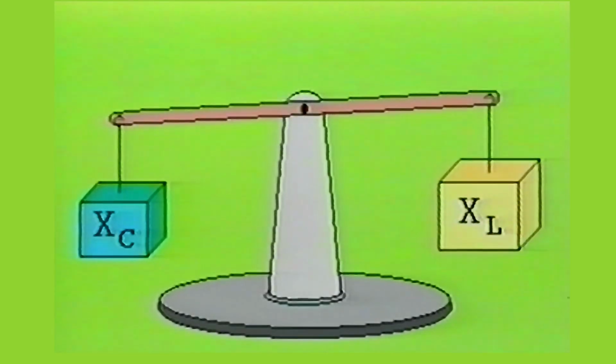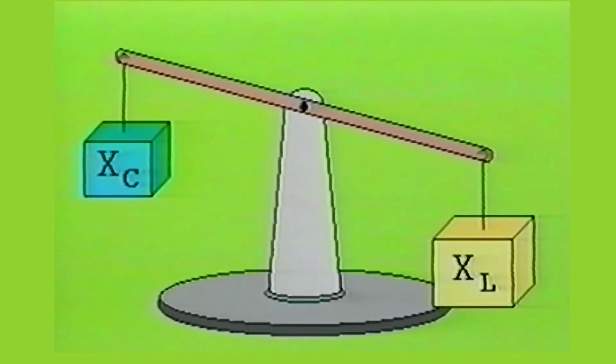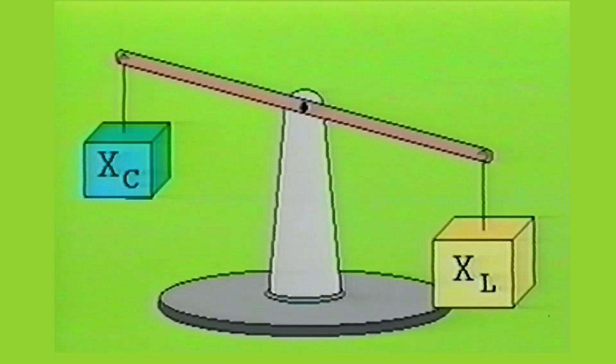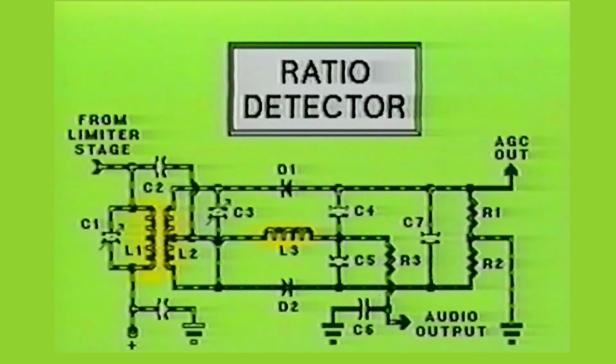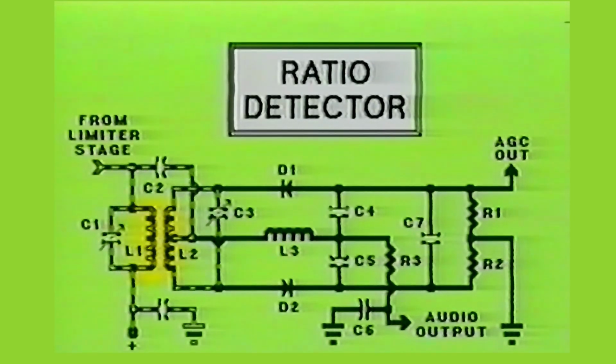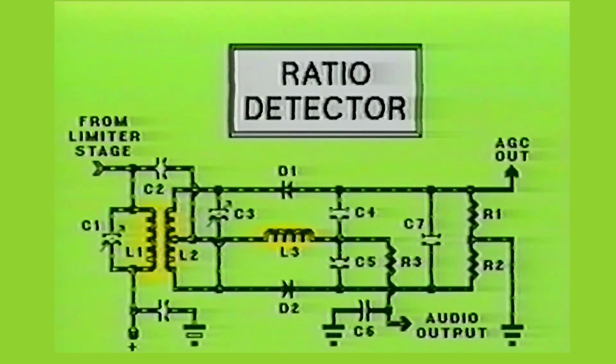When the IF signal deviates above the resonant frequency of the L2-C3 tank circuit, the balance of the circuit will tilt the other way. Inductive reactance will overcome the capacitive reactance, which will cause the current to lag the voltage. Diode D1 will pass more current to charge capacitor C4 than the current being applied to capacitor C5. The ratio output thus becomes more positive. Capacitor C7 still maintains its reference voltage potential.